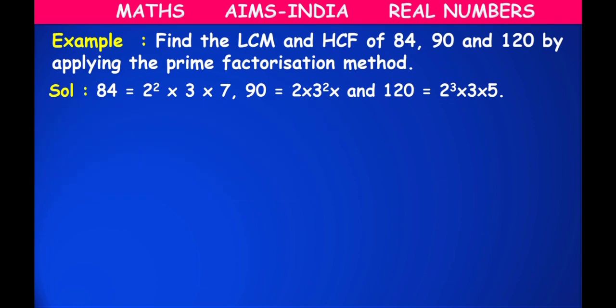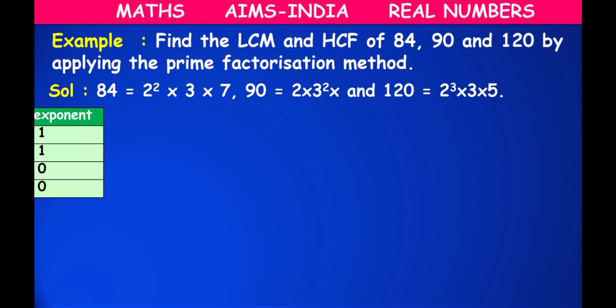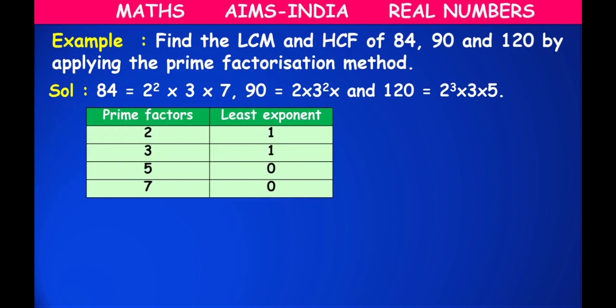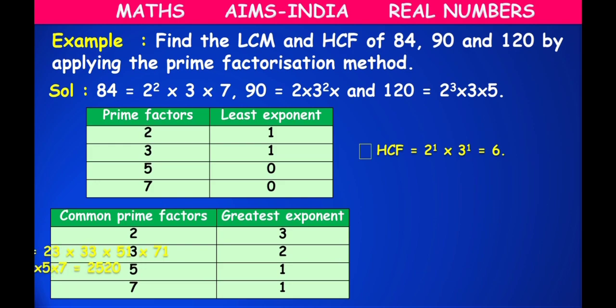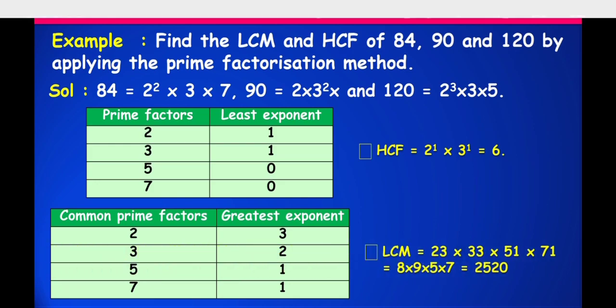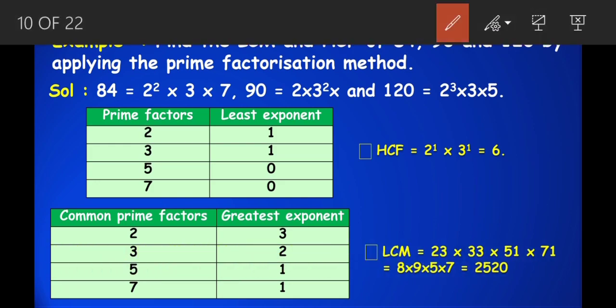Let's see. Let's expand the 3 numbers in terms of prime factors first: 84, 90 and 120. Next, by that we can find HCF and LCM. So here what have we done? 84 we have written as 2 square into 3 into 7.